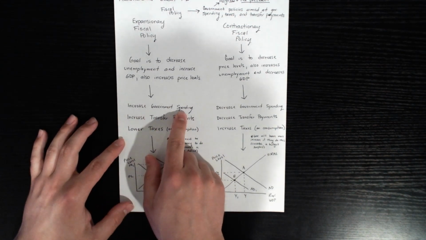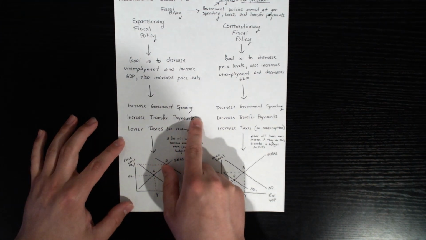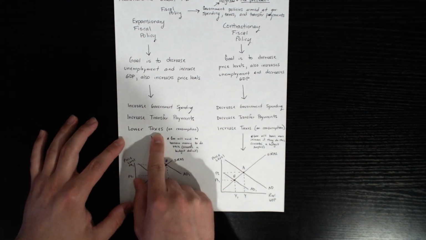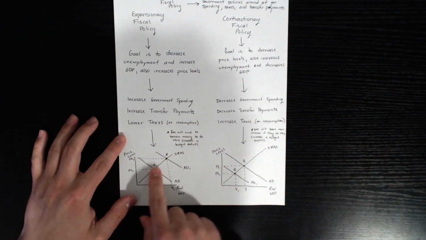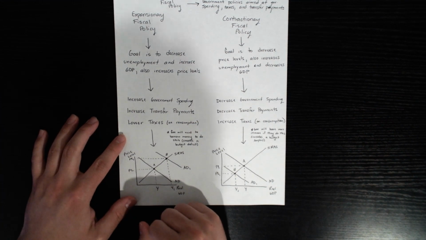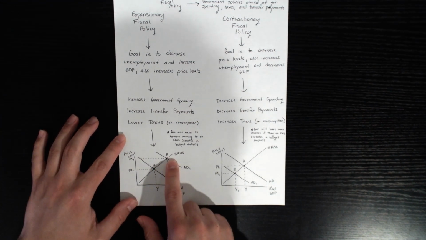Since they're increasing spending, increasing transfer payments, which gives people more money to spend, and lowering taxes, which also gives people more money to spend, this is going to lead to more overall spending in the economy, which is going to shift aggregate demand to the right over here.